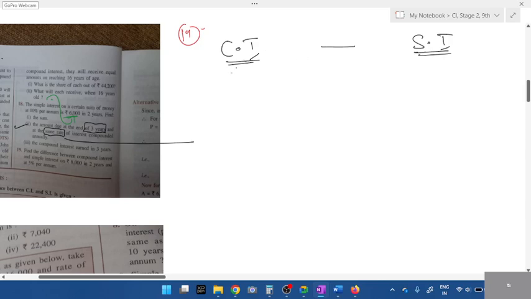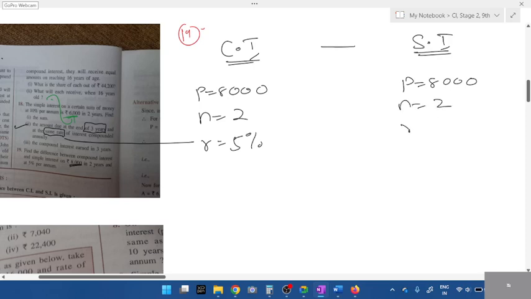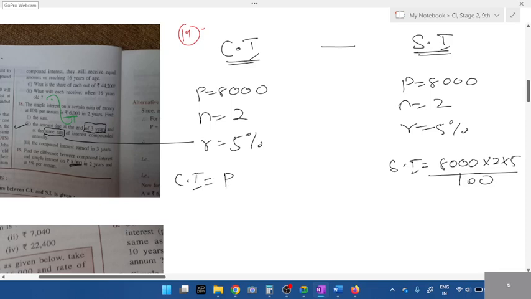So if you want to find subtraction, first find compound interest. On 8,000, what is principal? 8,000, n is equal to 2, r is equal to 5%. Yeah, simple interest, same. Compound interest. What is compound interest formula? P into... Okay, make a note, complete it for homework. Find both and subtract it. You will get the answer.